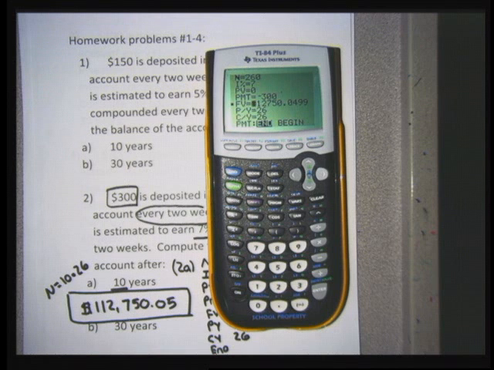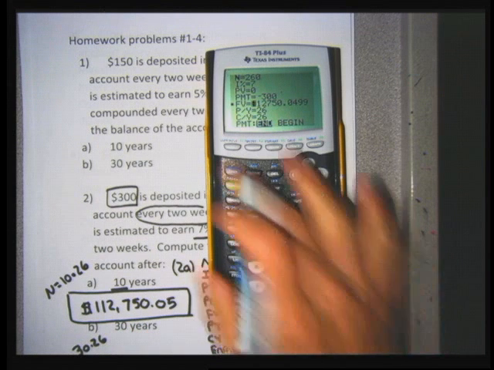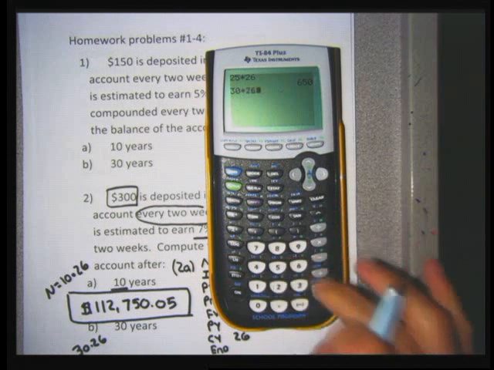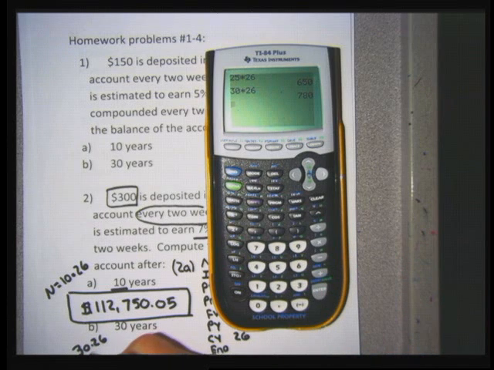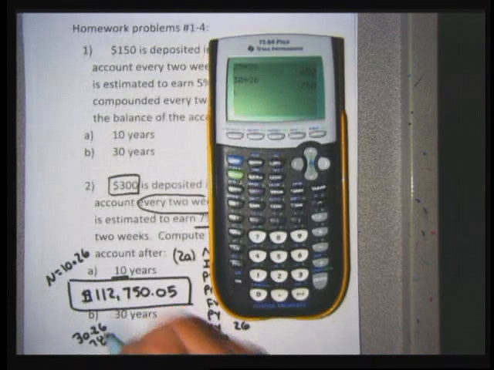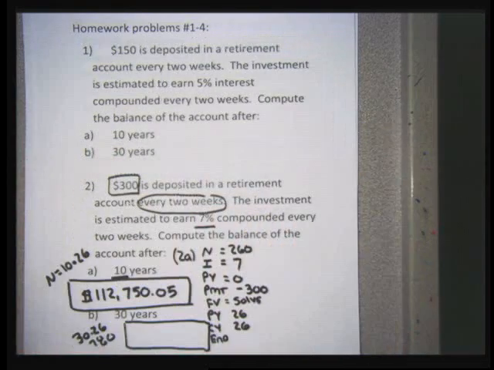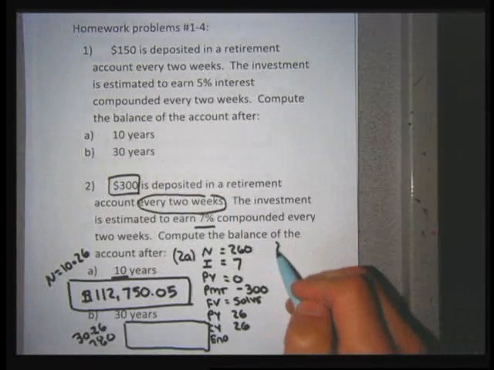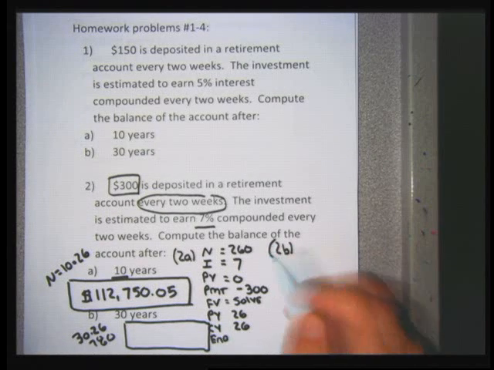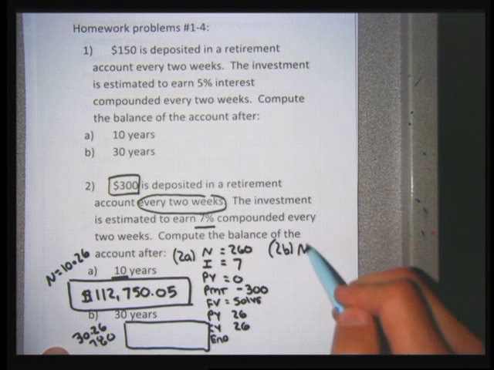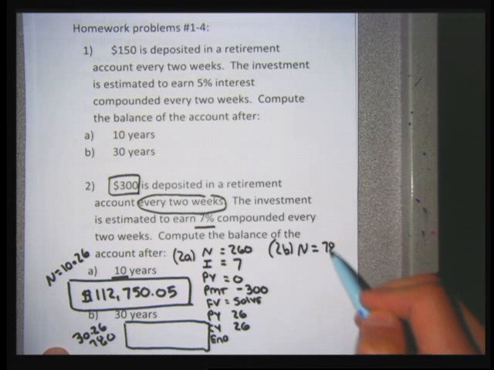The only difference between part A and part B is that the N is going to change, and in part B, the N is going to be 30 times 26, and 30 times 26 is 780. When I get this done on my calculator, the dollar amount is going to be more than 3 times the amount, even though the number of years is only 3 times. So when I eventually do 2B, the only thing that's going to be different on my TVM solver is the N. The N now is going to be 780.